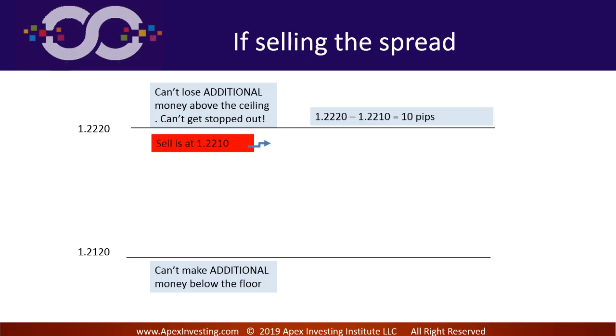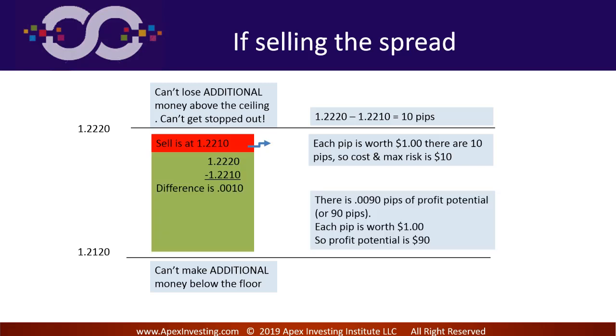So, let's say you sell it at 22.10, and the ceiling is 22.20. The difference of 22.20 to 22.10 is how much? 10 pips. Every pip is worth $1, so your max risk on the trade would be $10. All right? And if you go from the price you sold at, 22.10, down to 21.20, then there's 90 pips of profit potential on the trade. Okay, so the profit potential is $90, risk is $10. All right, hopefully that makes sense to everybody.